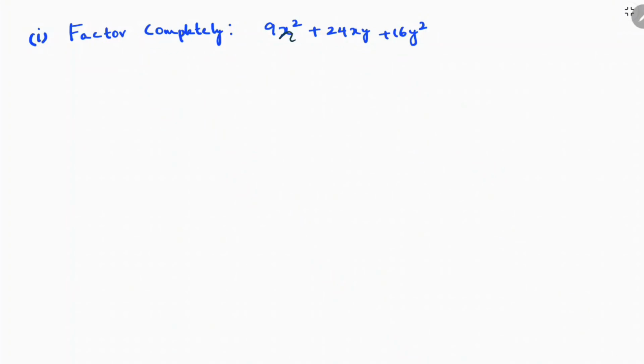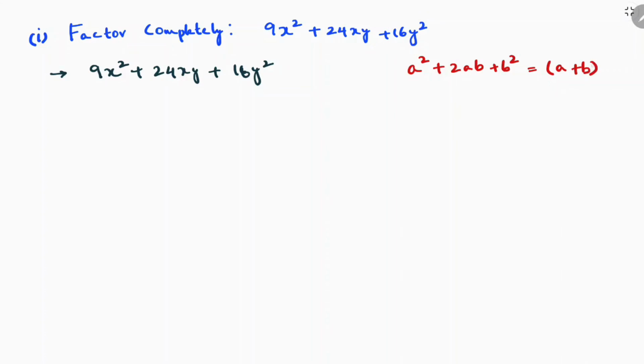Factorize completely 9x square plus 24xy plus 16y square. So here 9x square plus 24xy plus 16y square. If you observe these two terms carefully, they are like perfect squares, 3 square and 4 square. Whenever you get something like this, there is a high chance that we can use the identity a square plus 2ab plus b square, which I can write as (a plus b) whole square.